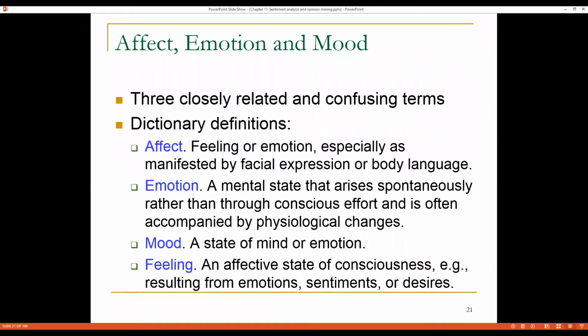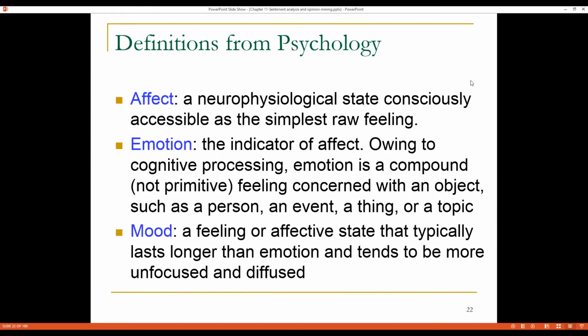All right, so there's three closely related and confusing terms, and here are the dictionary definitions for them. There's affect, emotion, and mood. The definition for affect is a feeling or emotion, especially as manifested by facial expressions or body language. Emotion is a mental state that arises spontaneously rather than through conscious effort, and is often accompanied by physiological changes. Mood is a state of mind or emotion, and a feeling is an affective state of consciousness, for example, resulting from emotions, sentiments, or desires.